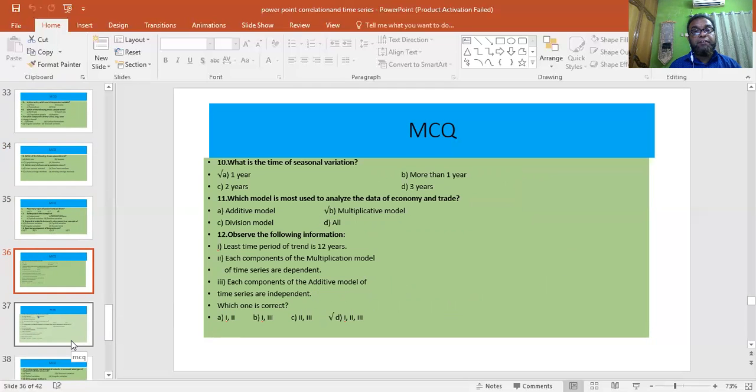Now number 10. What is the time of seasonal variation? 1 year, more than 1 year, 2 years, 3 years. So the time of seasonal variation is 1 year.